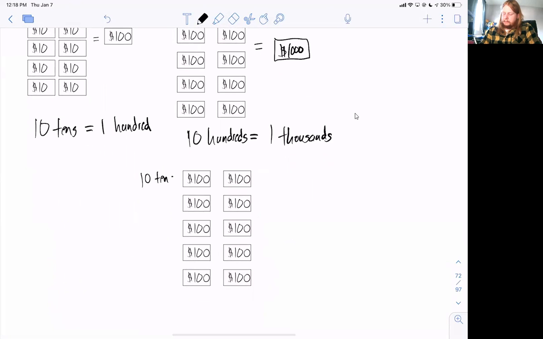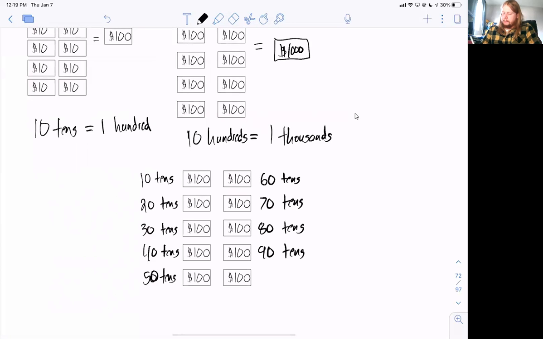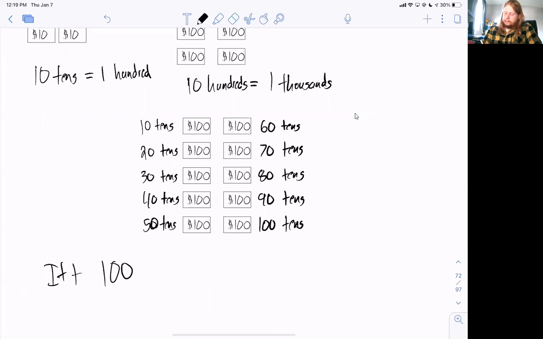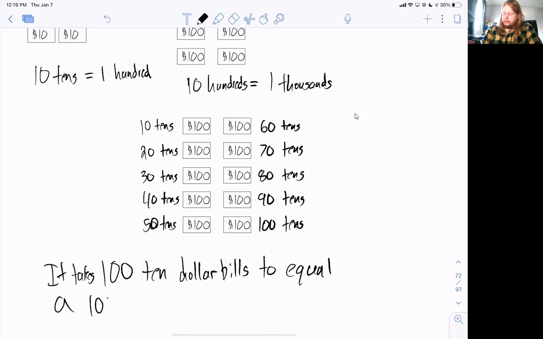So we have 10 tens, 20 tens, 30 tens, 40 tens, 50 tens, 60 tens, 70 tens, 80 tens, 90 tens, and last but not least, 100 tens. So it takes 100 tens, $10 bills, to equal a $1,000 bill. That one's a bit complicated, and if you have any questions on that in class, we will go over it again, trust me.